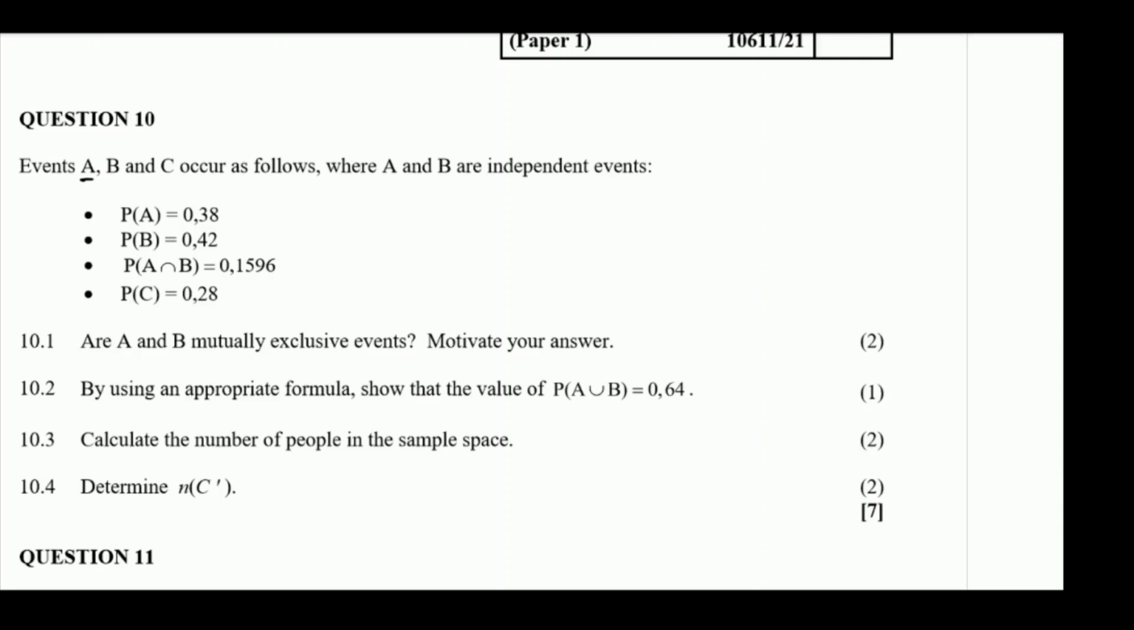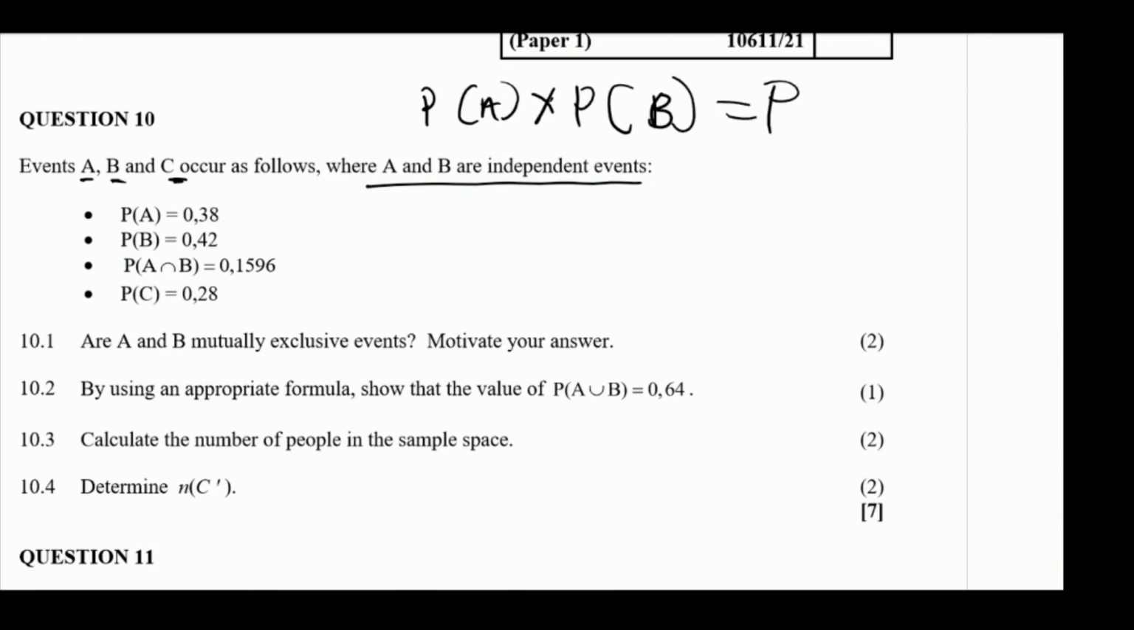So this is question 10. We are given events A, B, and C, and we are told that events A and B are independent. When event A is independent of event B, it means that when you multiply the probability of A and B, it must give you the probability of the intersection of A and B. So this is what we are given here: the probability of A, B, and the intersection of A and B. We're also given the probability of C. So 10.1, are events A and B mutually exclusive events?